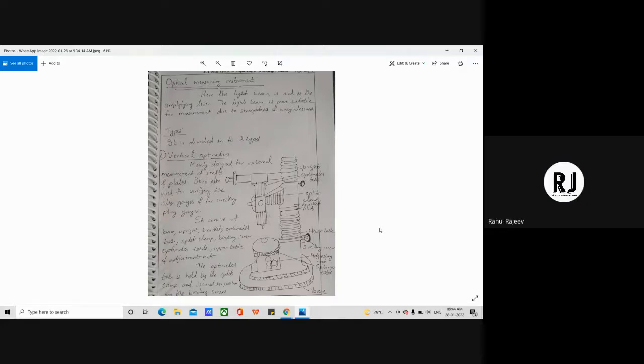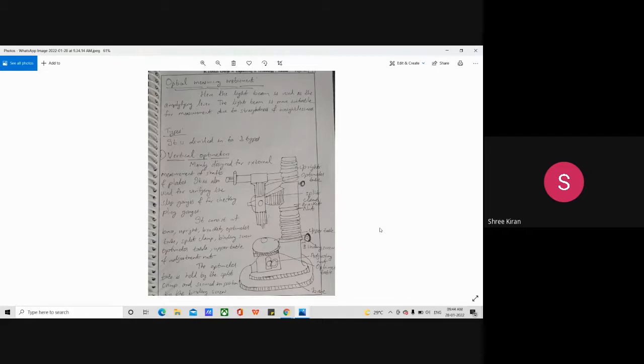Yes, sir. Today we are going to start with the topic of optical measuring instruments. Last time it was gauging measuring instruments. Now we are going to start with optical measuring instruments. So please everyone note down the heading in your notebook. Since you come to the college, you have to submit your notebook.